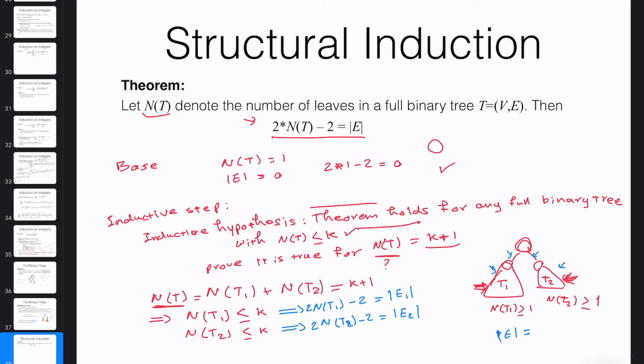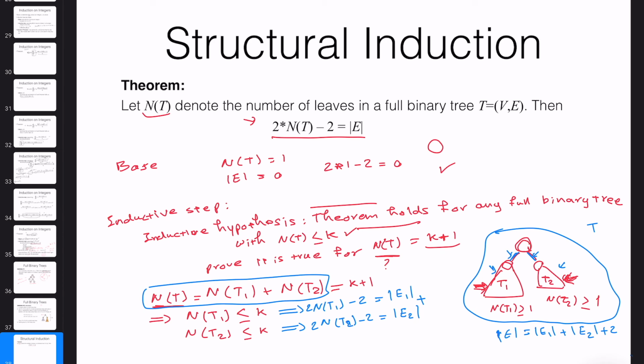So the number of edges in the whole tree is going to be the number of edges in T1 plus the number of edges in T2 plus 2. These are the two edges that have been added to attach the root to these two subtrees. Okay, so I'm going to just add these two and follow this to see what I can get.